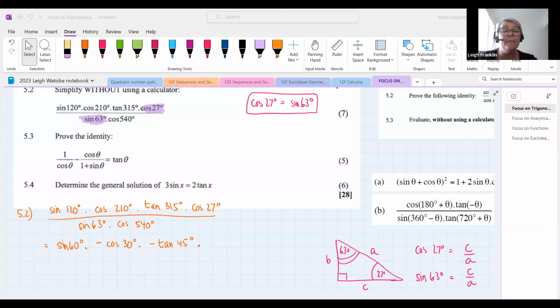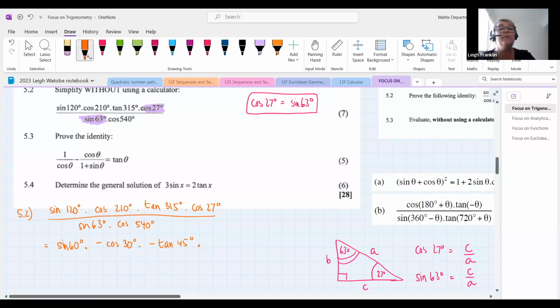All right. So going back to our question, everybody, I'm going to write the cos of 27 as the sine of 63. You don't have to do that. That's exactly it, Sean. Quite right. And you would have learned that in grade 11. You're in grade 12 now, aren't you, Sean?